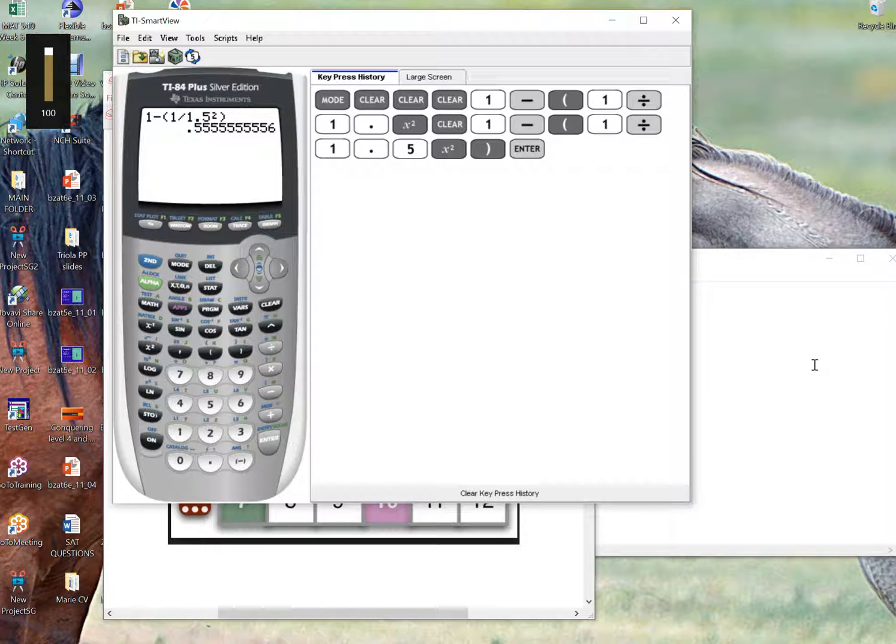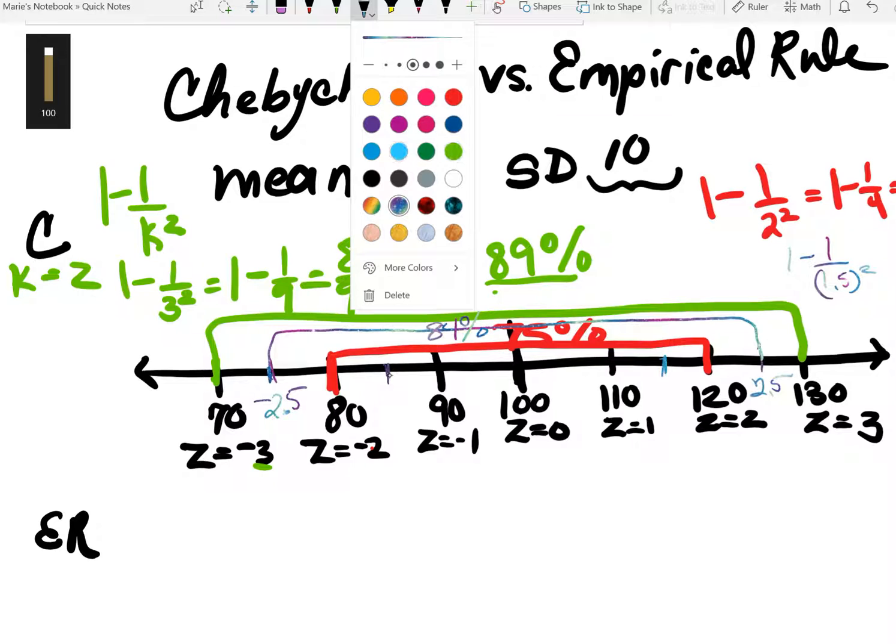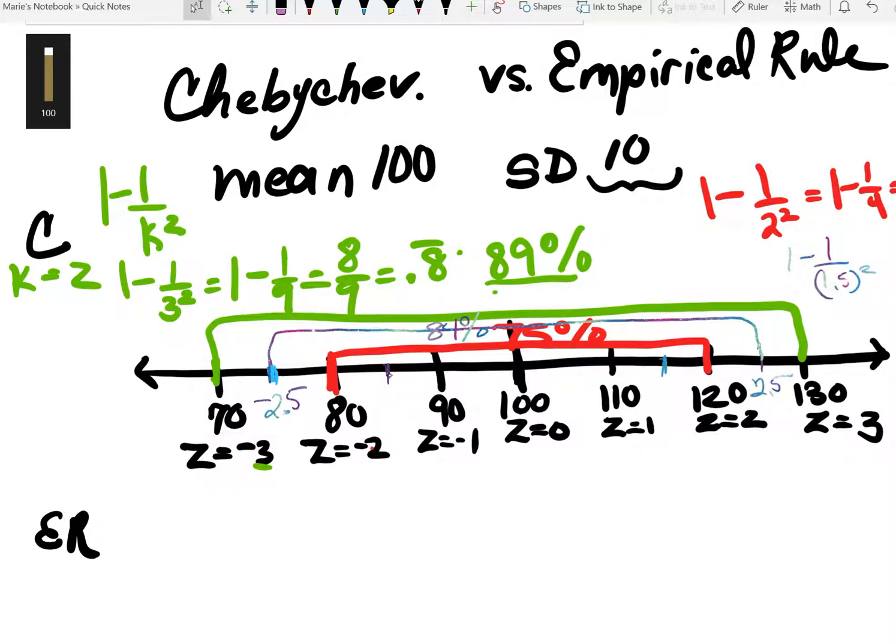So we know for a fact now that somewhere in here, let's code this with the blue. This area here, this is 1.5 and this is 1.5. So this area in the little light blue is about 56% of the data. So 56% of the data sits in the negative 1.5 to positive 1.5 z-score.